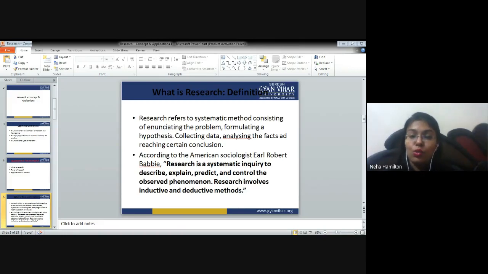Yes. So now, in order to understand research methodology, we need to understand what is research. So basically, what is research? The formal definition of research is that it is a systematic inquiry to describe, explain, predict, and control the observed phenomena. It involves inductive and deductive methods. Research refers to systematic methods consisting of enunciating the problem, formulating a hypothesis, collecting data, analyzing the facts, and reaching certain conclusions.